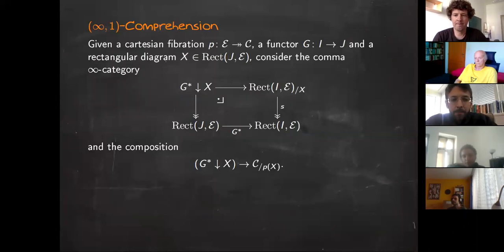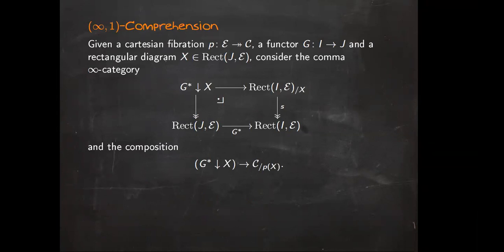Well, if we are given a Cartesian fibration P and a functor G, right, then we can just take one rectangular diagram X and consider the associated comma category. Now, what it means to have a right adjoint means that these comma categories have, for every X, a terminal object, right? This is the formulation of having a right adjoint via universal arrows. Now, if we consider the comma category, the upper arrow from the comma category into the slice over X, we can post-compose this thing with P over X and obtain a mapping to the slice over PX, right?